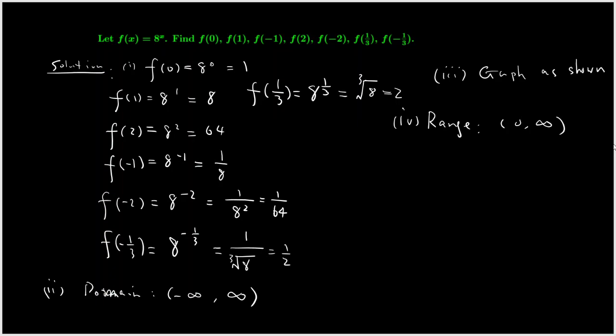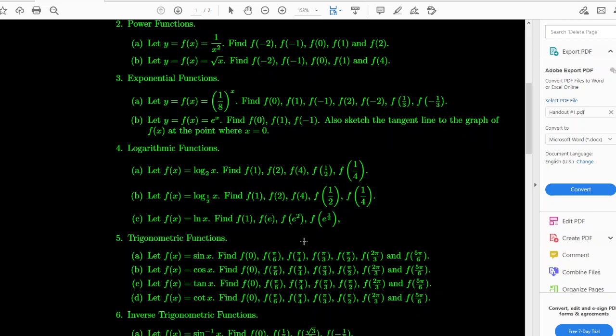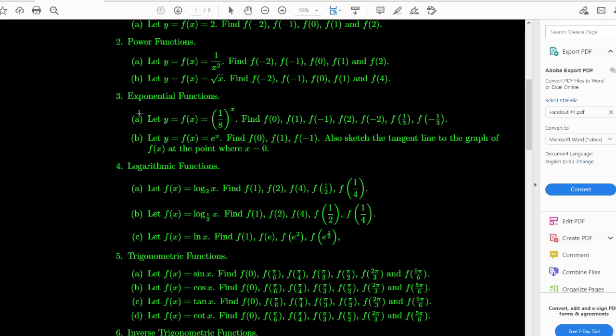So for this function, we have seen how to answer the 4 questions. At elementary level, at high school level, we have understood the function, right? So we did this one. Let me know if you have any questions. And then we move on to question 3a.